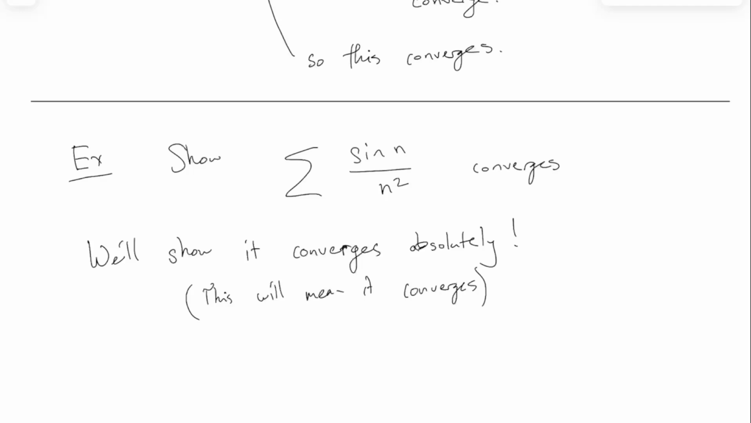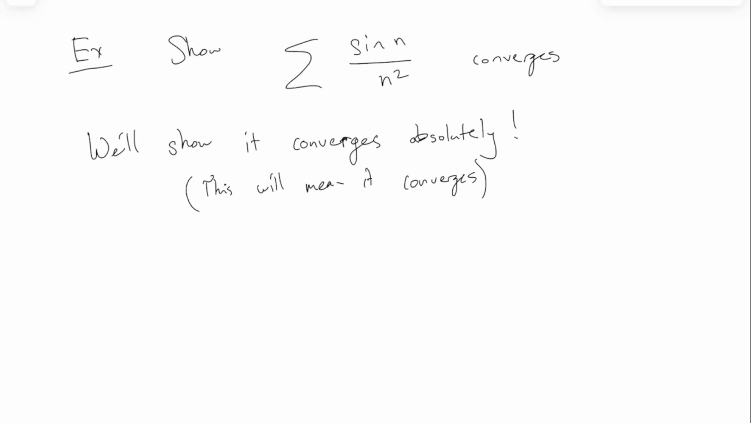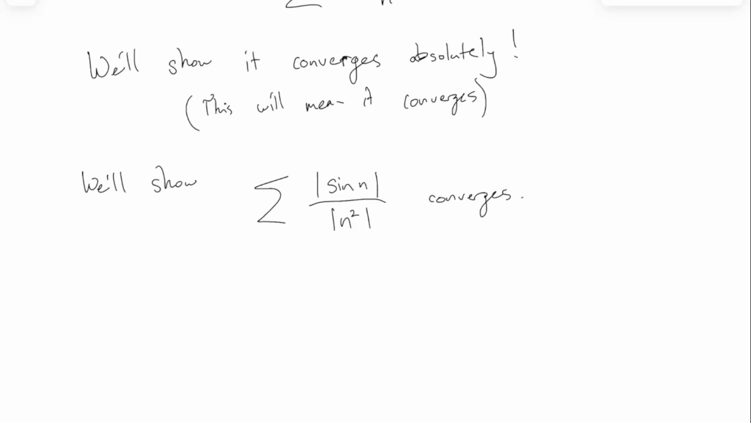All right. What's the point of that, though? To show that it converges absolutely means we'll show that the sum of absolute value sine n divided by absolute value n squared converges. Right? I took the absolute values of everything. Of course, on the bottom, absolute value n squared is just the same as n squared because it's a square. So this is the same as absolute value sine n over n squared. But the absolute value on the top really does make a difference.